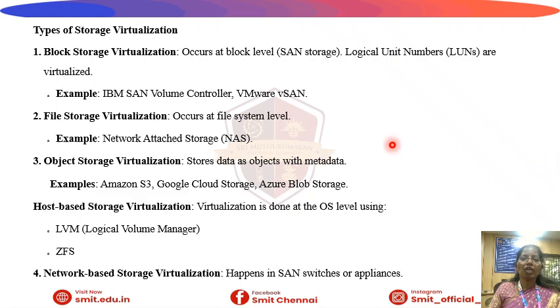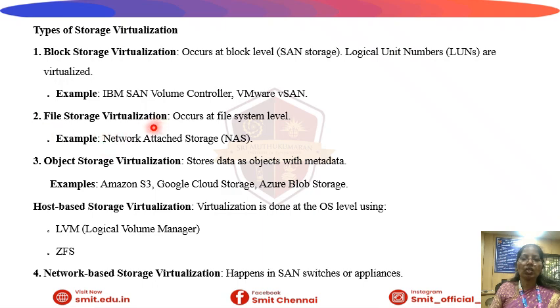There are different types of storage virtualization: block storage virtualization, file storage virtualization, object storage virtualization, host-based storage virtualization, and network-based storage virtualization. Block storage virtualization occurs at the block level. That is the SAN storage. Here the logical unit numbers are virtualized. Example, IBM SAN Volume Controller and VMware vSAN are examples of block storage virtualization.